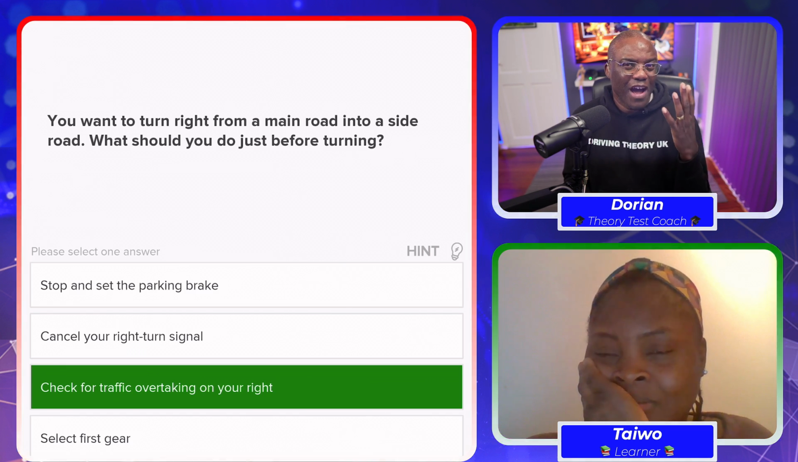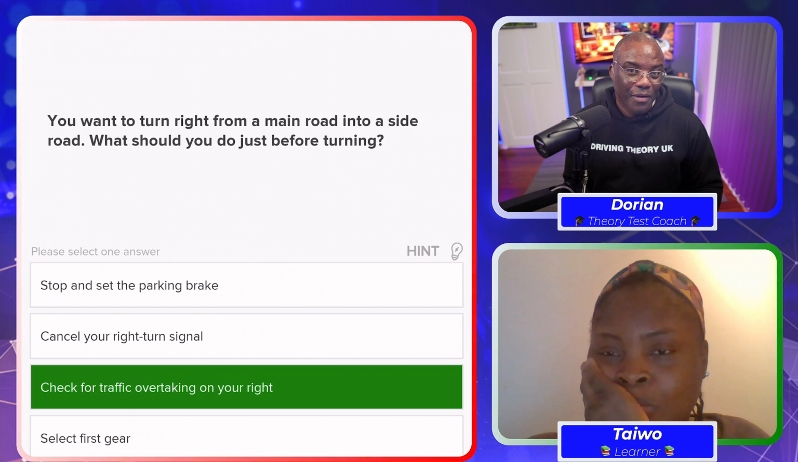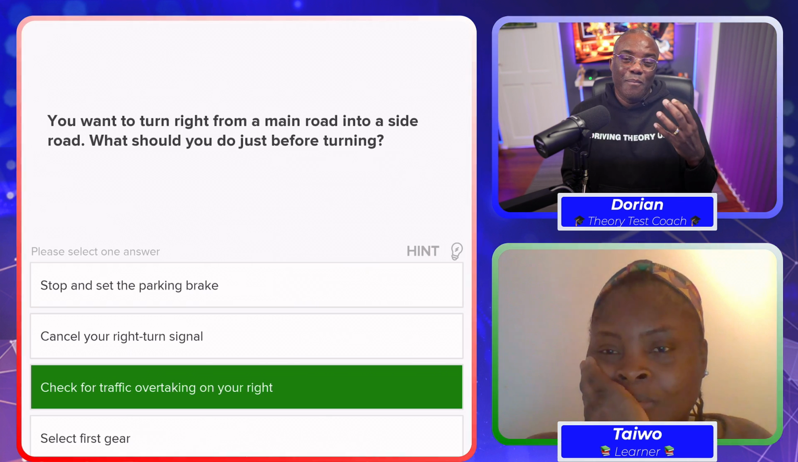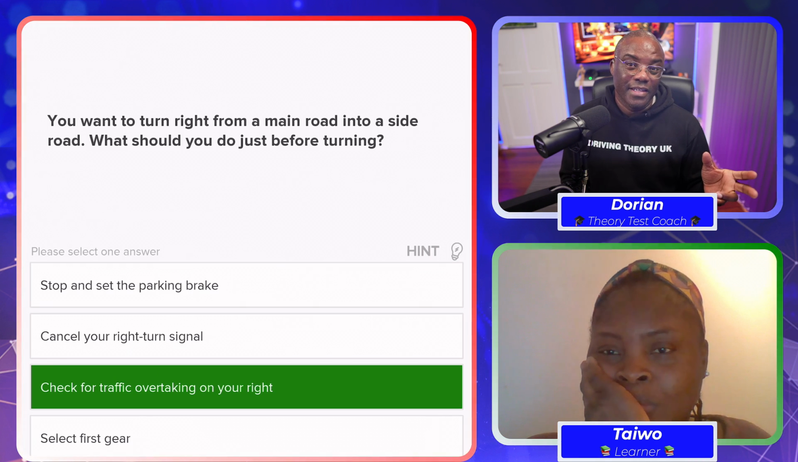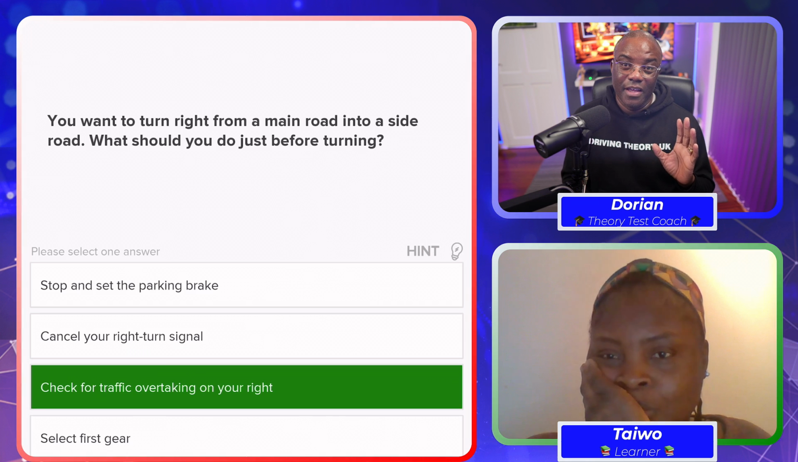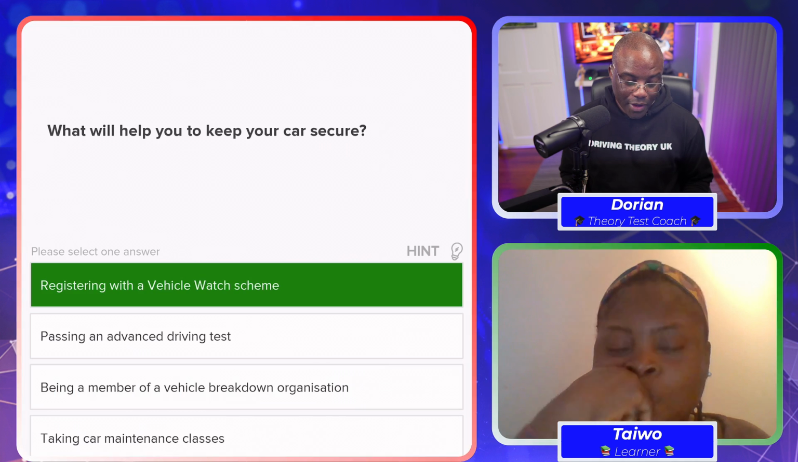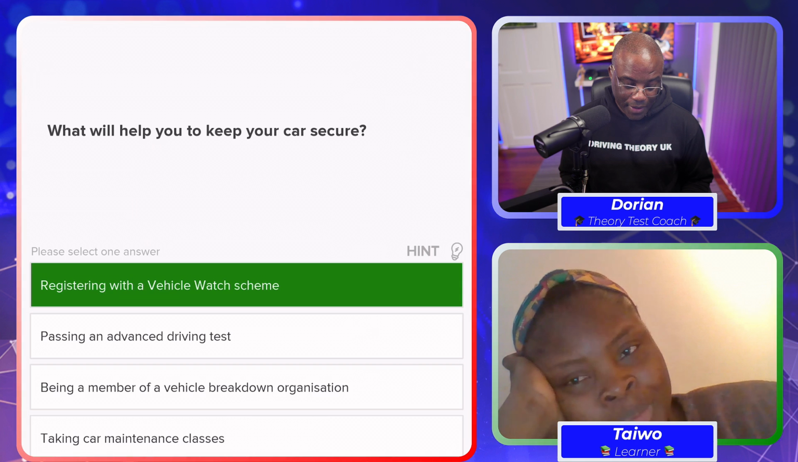And that's why I said 5 mock tests a day is a lot. So are you taking in the information to understand it, or are you memorizing the answer? That's my concern. What will help keep your car secure?